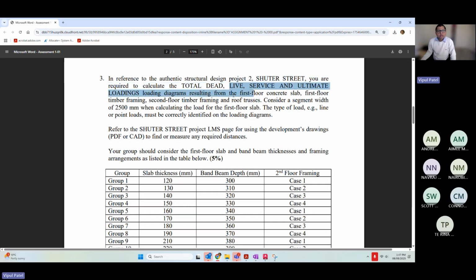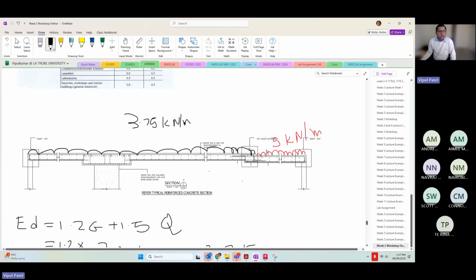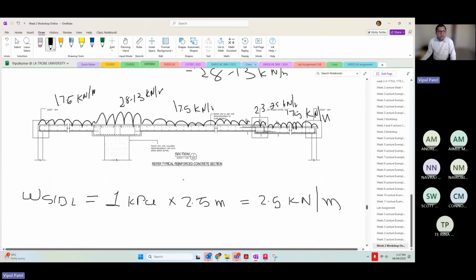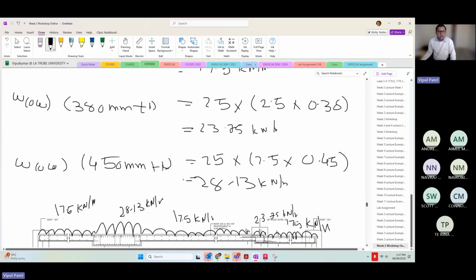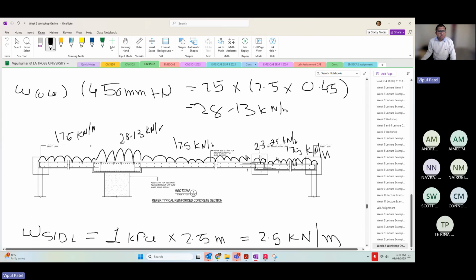Live service and ultimate loads. You can calculate the total dead load. Sorry, we calculate total dead load first. Sorry, I misled you. The total dead load we calculated somewhere here. Here it is: total dead load 170, 28, 70. This is your total dead load.